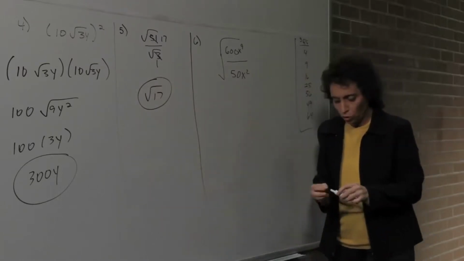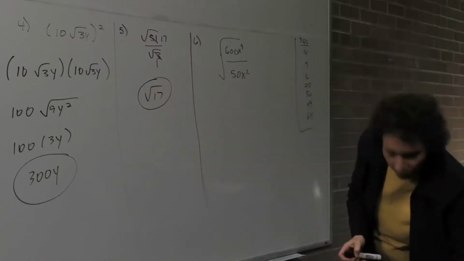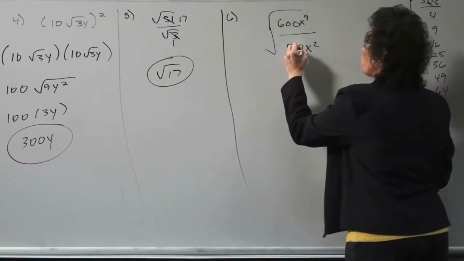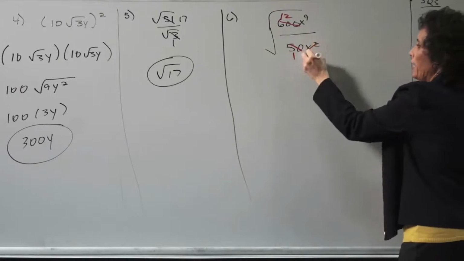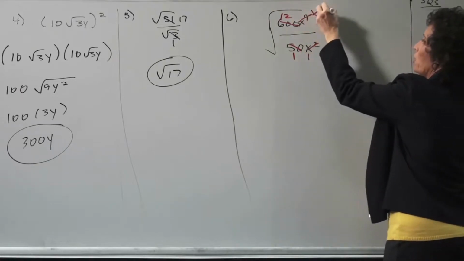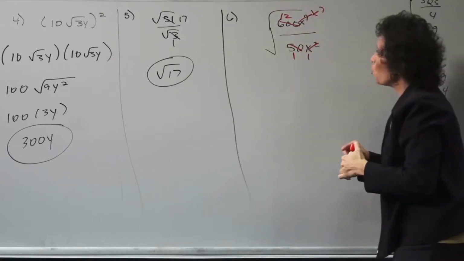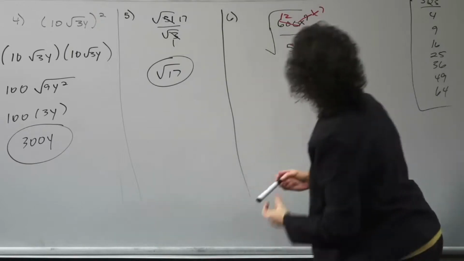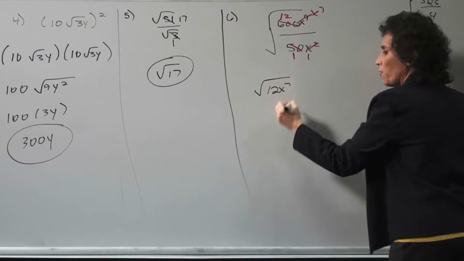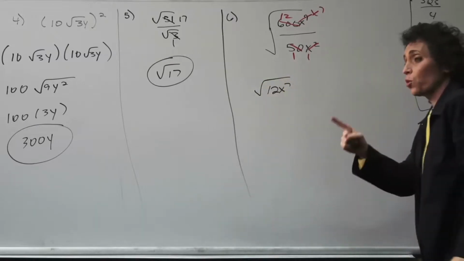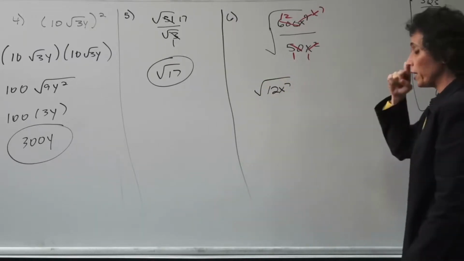You ready to reduce? Okay. How many times does 50 go into 600? Yes, that's 12 times. And we have 7 left here. So we have the square root of 12x to the 7th divided by the square root of 1. The square root of 1 is 1, so I don't need to write it because it's just 1.